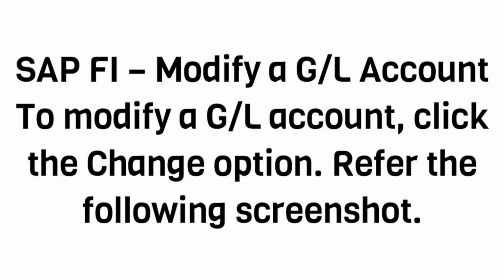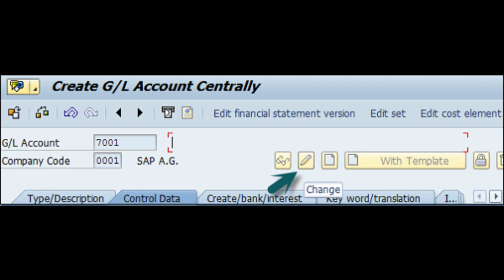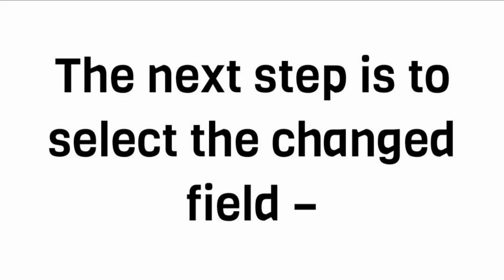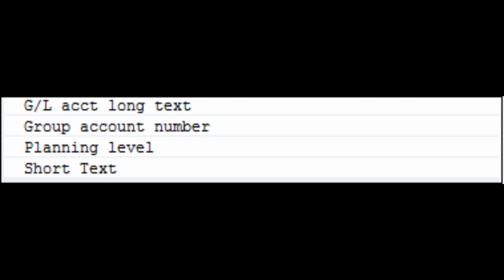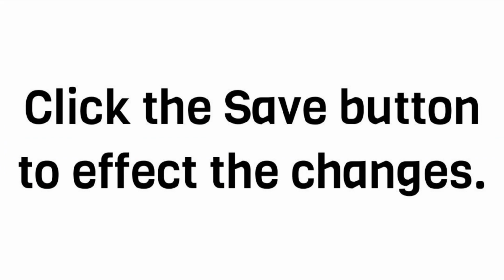SAP FI Modify a GL account. To modify a GL account, click the Change option. Refer to the following screenshot. The next step is to select the changed field. Click the Save button to effect the changes.